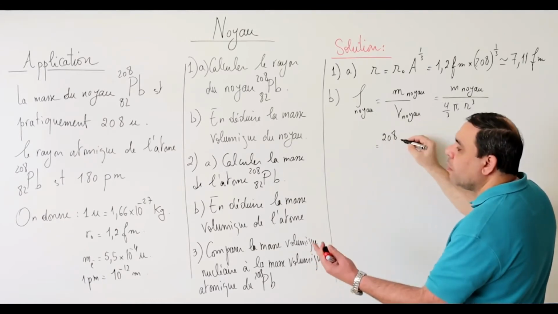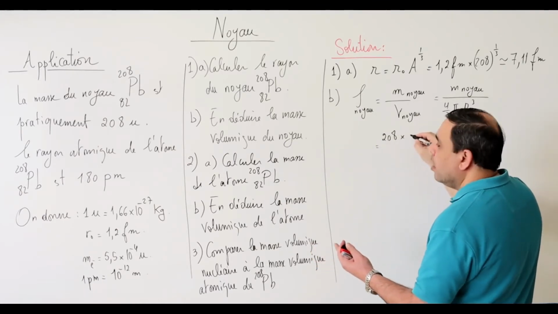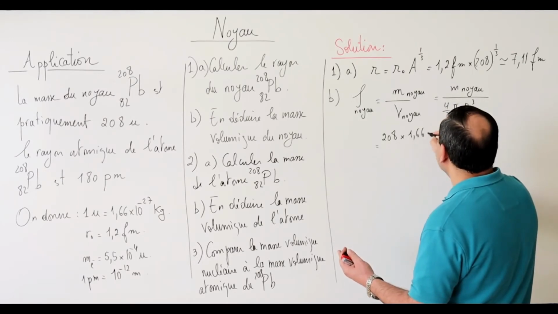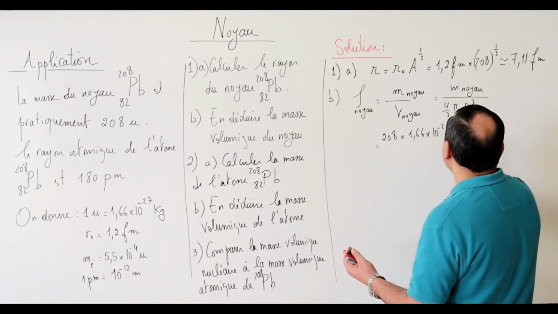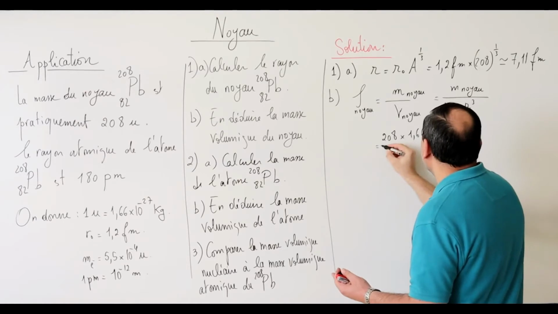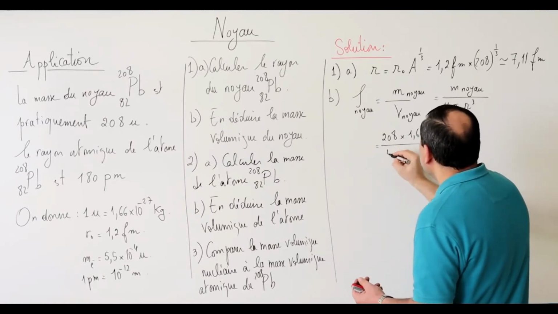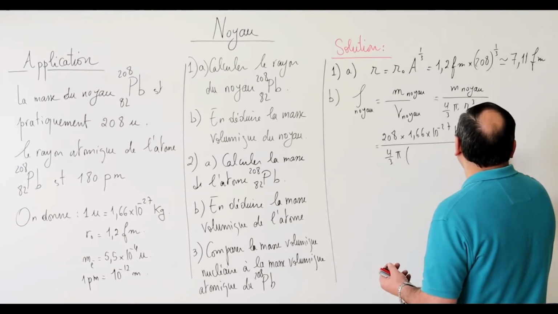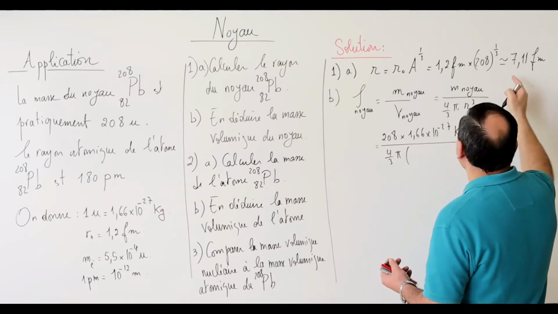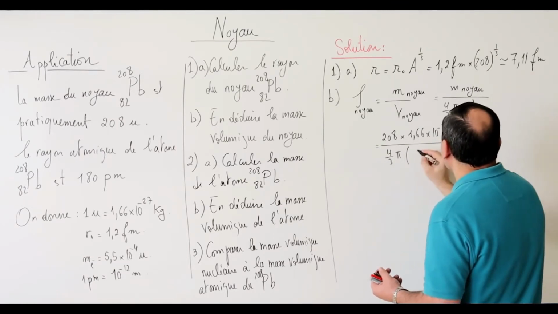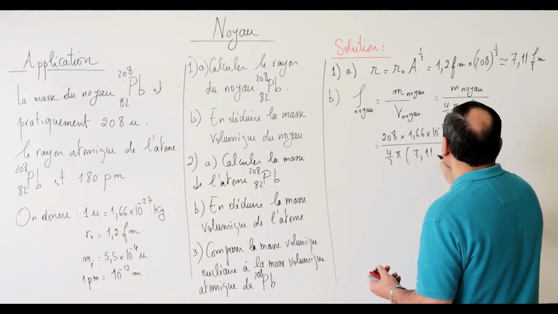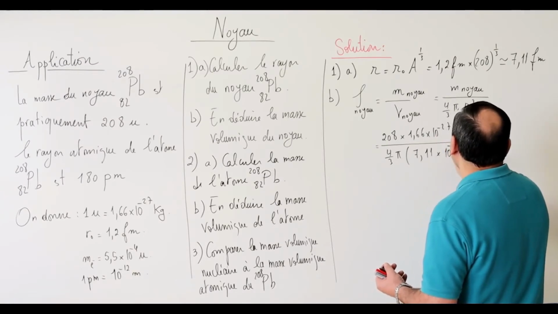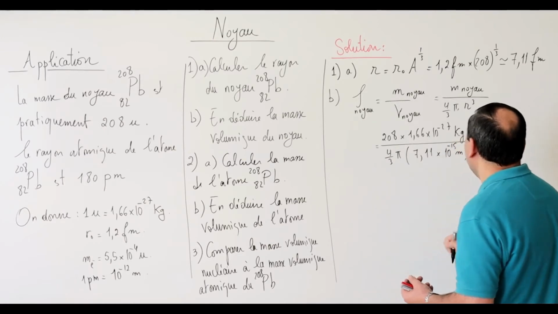The mass of the nucleus is 208 U. We convert it to kilograms, multiply it by 1.66 times 10 exponent minus 27. The result becomes in kilograms. Here 4 over 3 pi r cubed, 7.11 multiplied by 10 exponent minus 15, cubed.